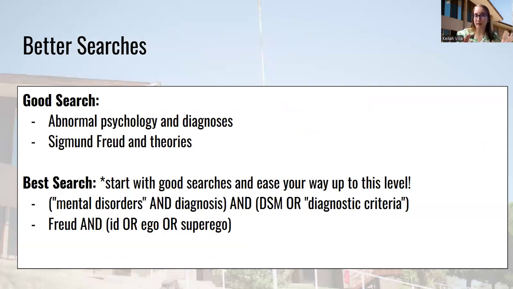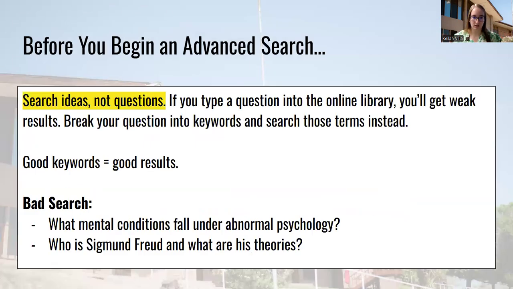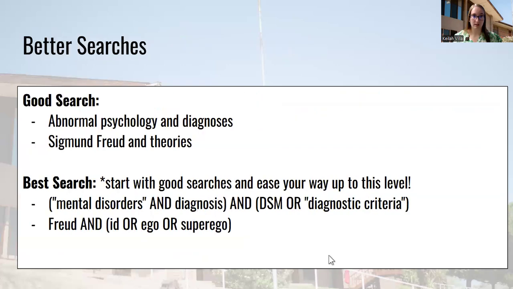So with all that in mind, here are some ways to improve your search. So a good search using those Boolean operators: abnormal psychology and diagnoses. I'm looking for different diagnoses related to abnormal psychology, like schizophrenia, for example. Or I want to look up Sigmund Freud and his theories. So what I've done here is I've taken those questions and just kept the keywords, and that's what I'm searching for instead.